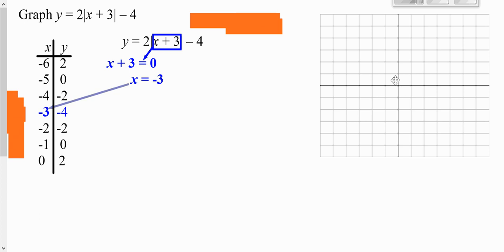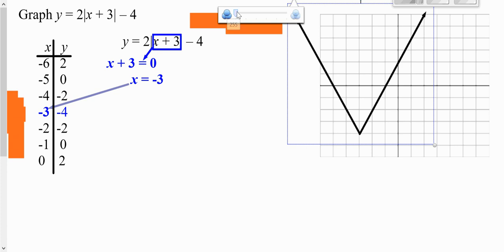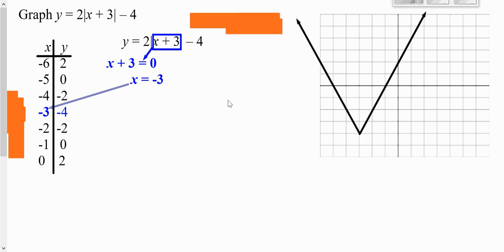We're going to plot the blue point over 3, down 4. Then you're going to plot your other points. Over 2, down 2, over 1, down 0, over 0, up 2, and then you'll plot the points up here. Left 4, up 2, the next one, negative 5, 0, is left 5, up 0, and so on, and then you'll draw those in. Absolute value when you graph it will give you the shape of a V, and we do have that shape.